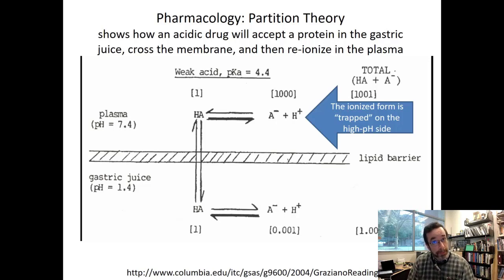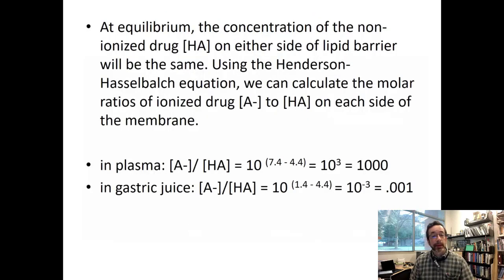It can't go back. And so you see how the different pHs of the different compartments, and the fact that the protonated version is lipophilic, allows drugs to be orally available. The ionized form becomes trapped on the high pH side. This is actually showing how you can use the Henderson-Hasselbalch equation to calculate what the ratios of the drug are going to be. You can calculate the ratio of A to HA.